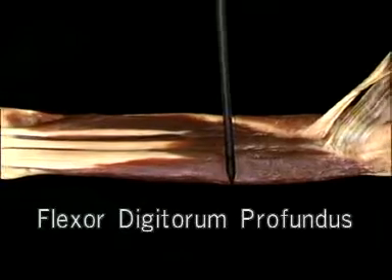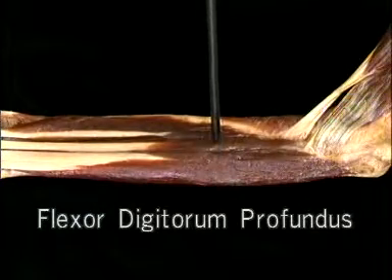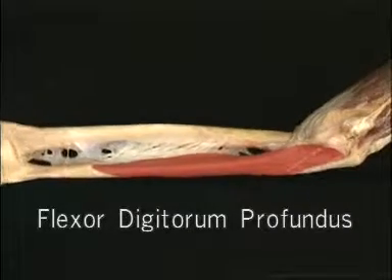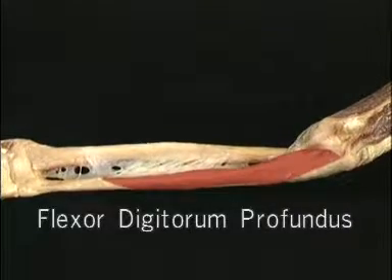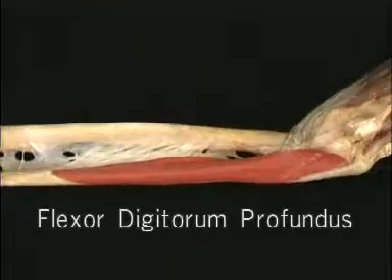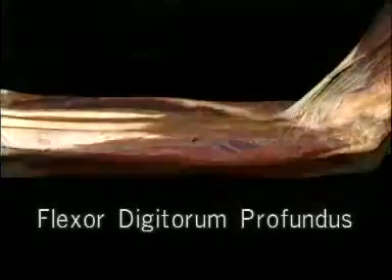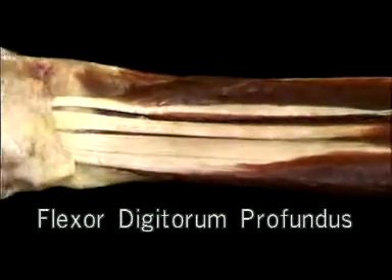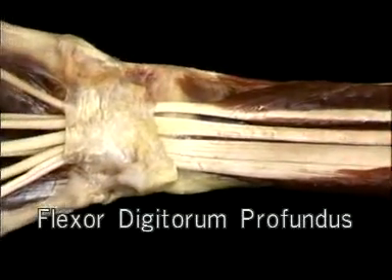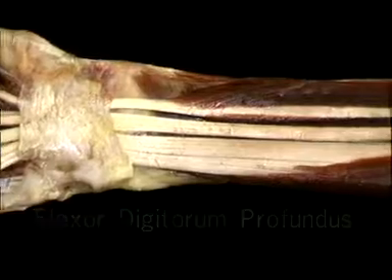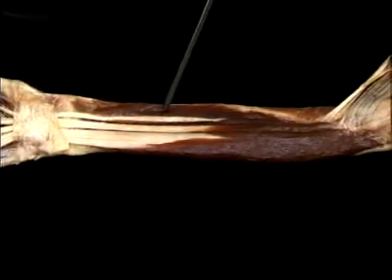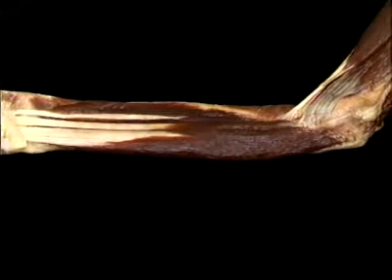Here's the deep finger flexor, flexor digitorum profundus. It arises from the anterior and medial surface of the ulna and from the interosseous membrane. Here are its four tendons, entering the carpal tunnel. We'll follow them in a minute. This adjoining muscle we'll see later on. It's flexor pollicis longus, the long thumb flexor.